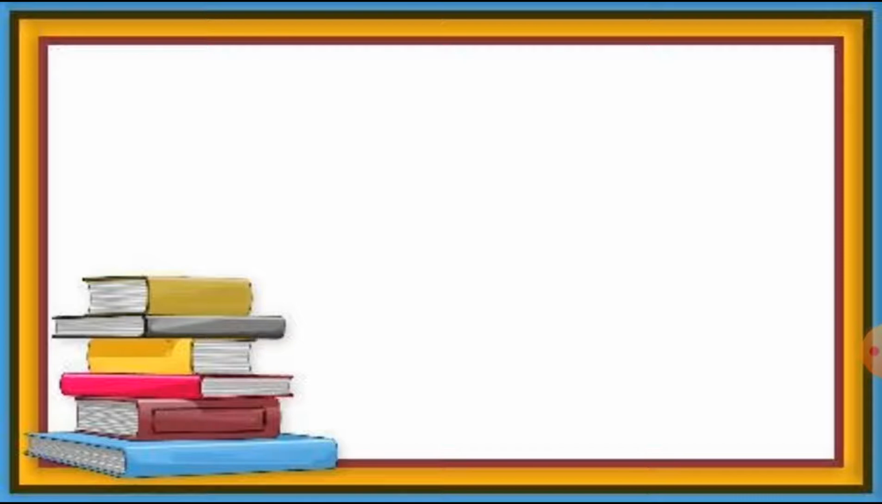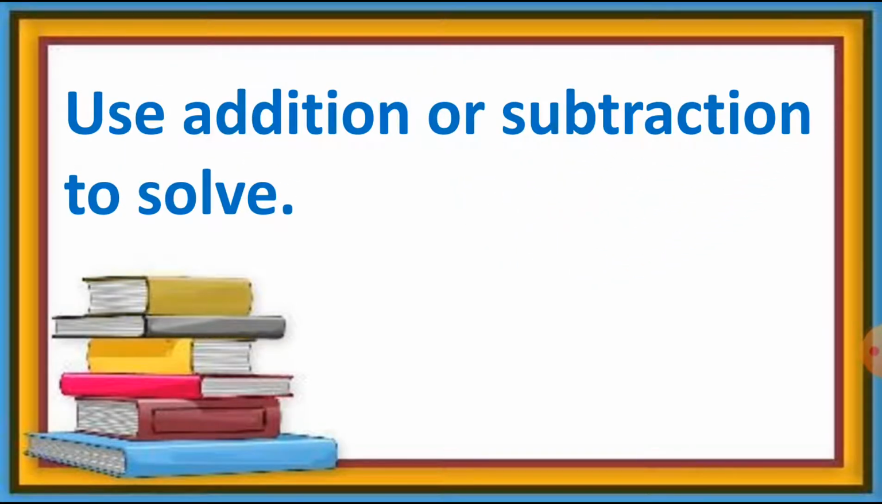So here is the previous topic: use addition or subtraction to solve. As we talked in the previous lecture, this topic is about the word problem. Now students, after reading the question, we have to decide whether it is an addition sum or a subtraction sum, which operation we have to follow after reading the word problem or story sum.